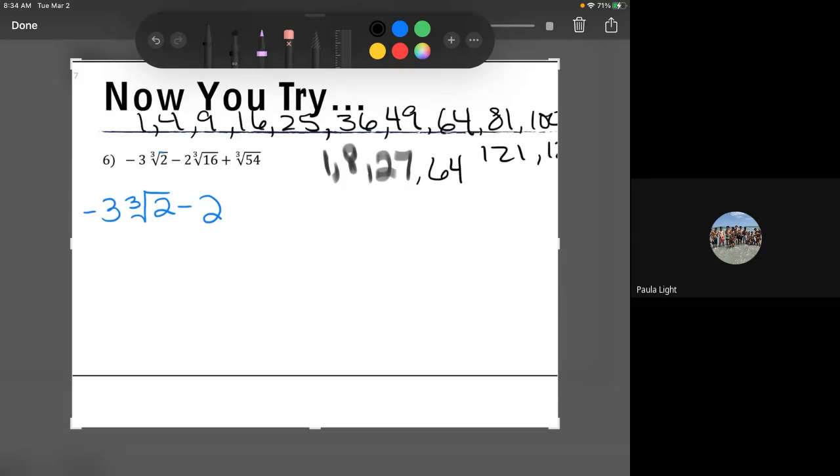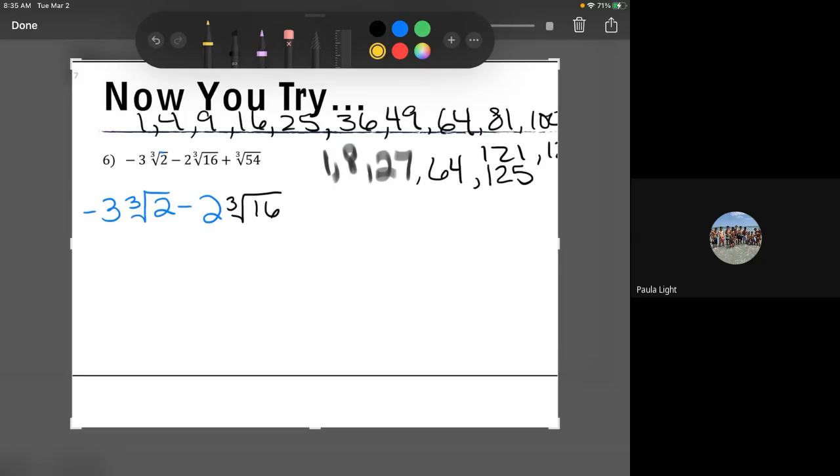Okay, so 5 times 5 times 5, 125. These are our perfect cubes. Now, when I break apart, I got to pay attention. I didn't pay attention at first. We're doing cubic roots. So I'm trying to find something on the list, 1, 8, 27, 64, 125, etc., that I can break down the cubic root of 16.